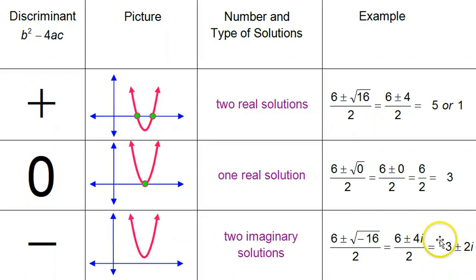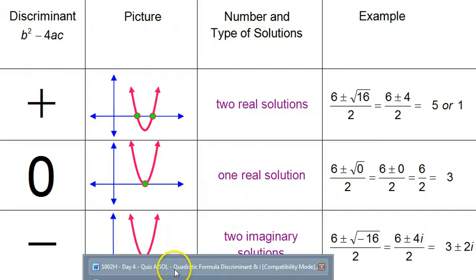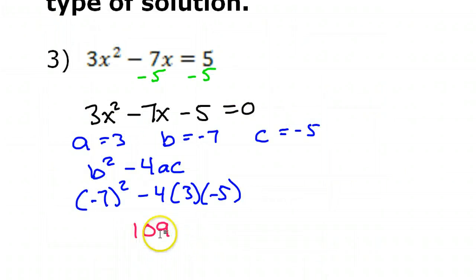and that's going to give us two imaginary numbers. Okay, so to review, if the discriminant is positive, two real solutions. If it's 0, one real solution. And if it's negative, two imaginary solutions. So in this case, the discriminant was positive 109, so that means we're going to have two real solutions.